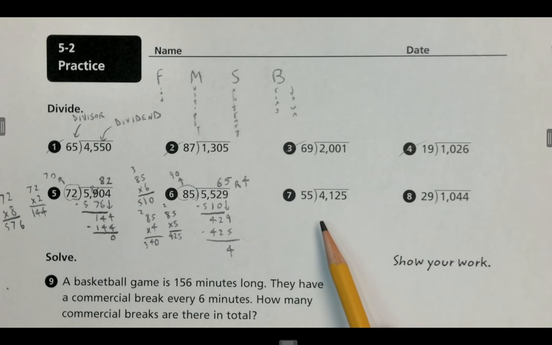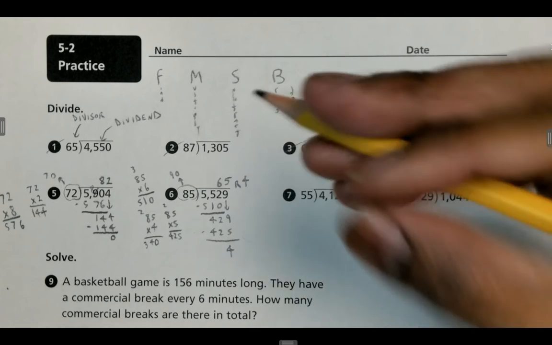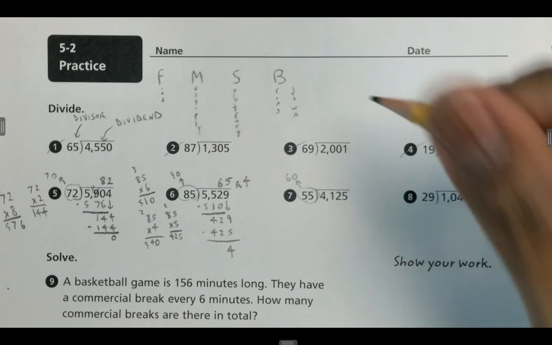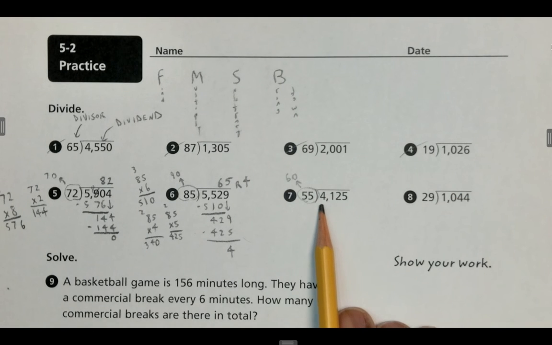Number 7. 55, I'm going to round that up to 60. I'm going to ask myself how many times 60 goes into 412. Well, 60, 120, 180, 240, 300, 360, 420. Let's try 360 first.